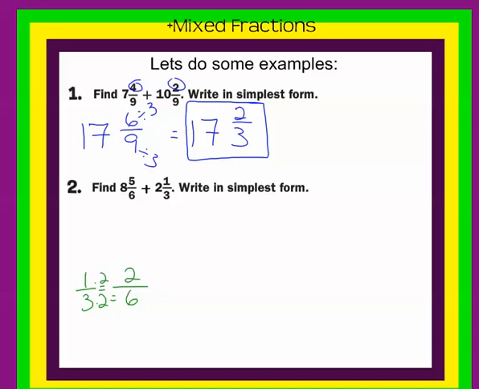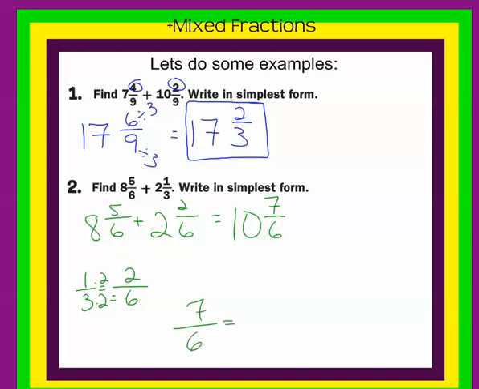And that allows us to rewrite the puzzle as 8 and 5/6 plus 2 and 2/6. And that gives us 10 and 7/6. Now our concern now is that 7/6 is an improper fraction. And remember, a fraction is really a division problem. So we can think about this as 7 divided by 6.